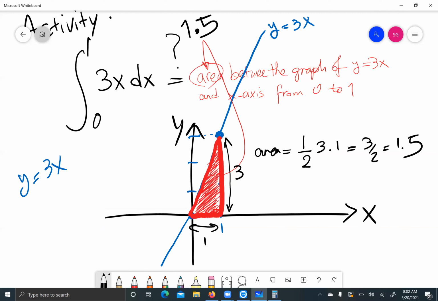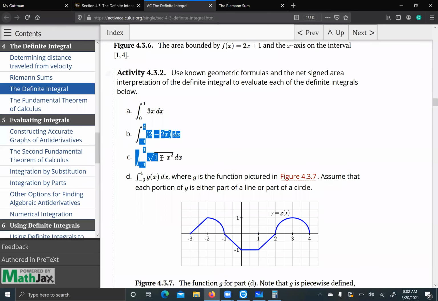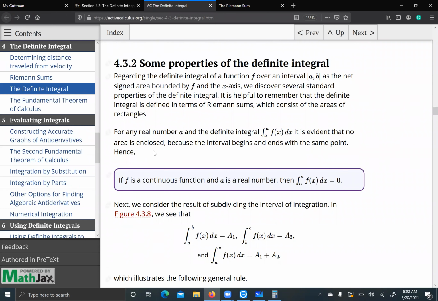So this integral is 1.5. I recommend you guys do B, C, D. You should be able to use geometry to calculate those areas. This is a good way for you to see the connection. Okay, now let's look at some of the properties of the definite integral.